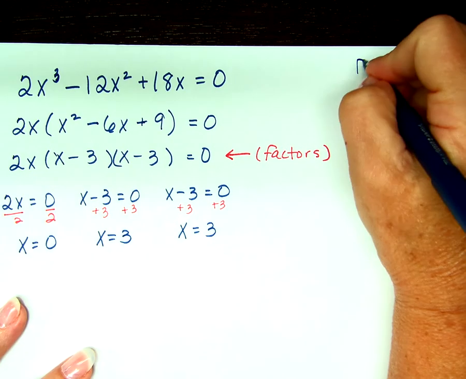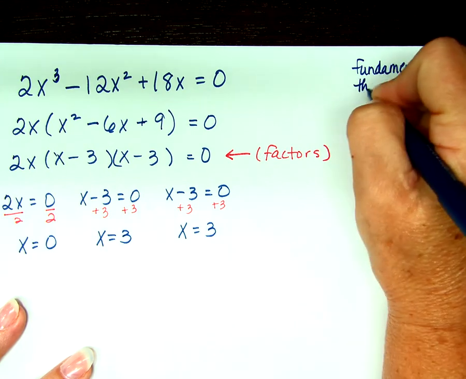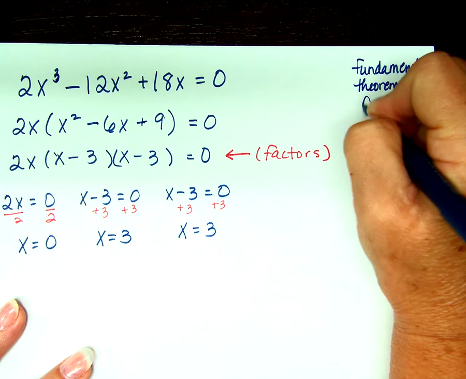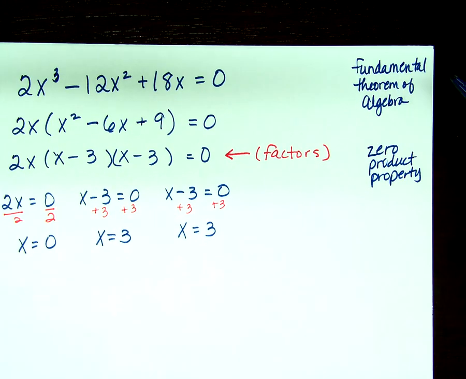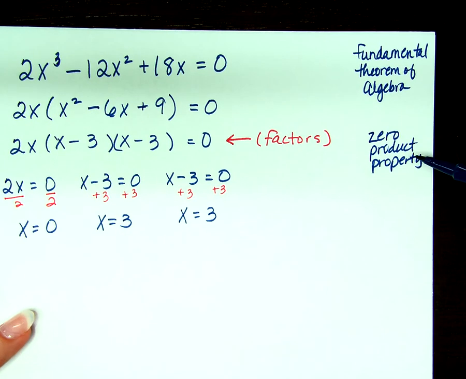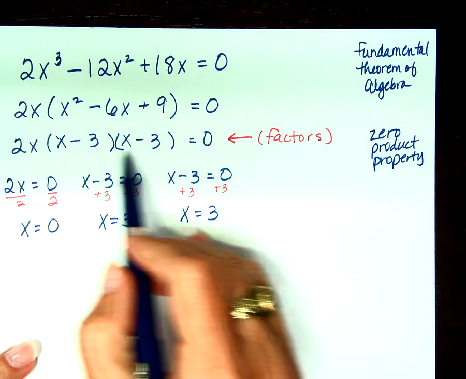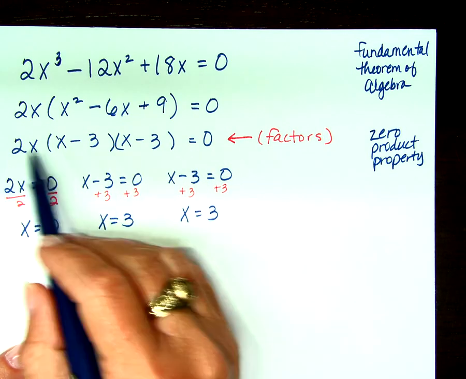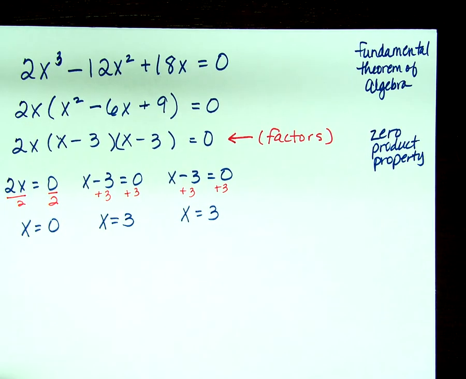We've learned the fundamental theorem of algebra. And what does it say? The degree is the number of answers. The highest exponent is how many answers you should get. And what about the zero product property? We've also learned that. What does that say? We have to set all of our factors equal to 0, because when multiplying a bunch of things together to get 0, at least one of them must be 0, so you have to figure out what makes each one equal to 0, right?